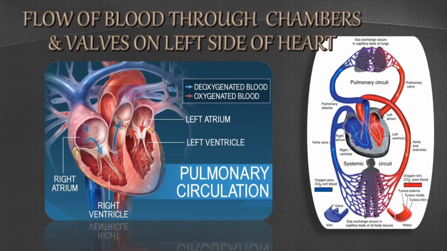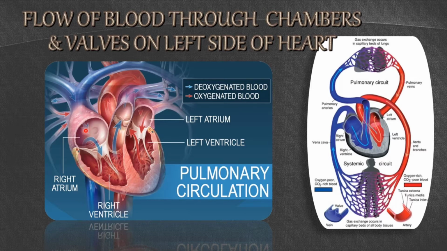Now, the flow of blood through the chambers and valves on the left side of the heart. So we are discussing the left side of the heart. As we already know, the right side of the heart receives blood from three sources: superior vena cava, inferior vena cava, and coronary sinus. The superior vena cava drains the blood of the head and neck and upper limb, whereas the inferior vena cava brings the blood from the lower part and trunk of the body into the right atrium.